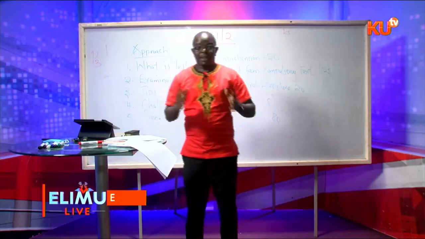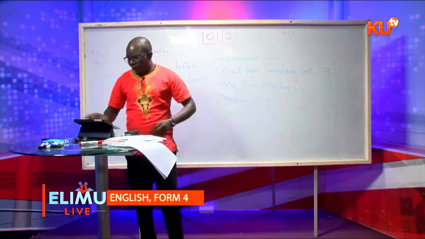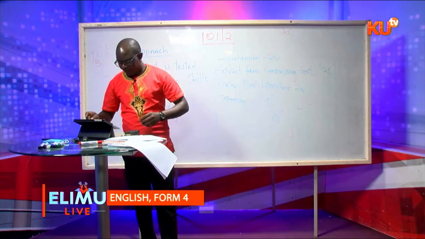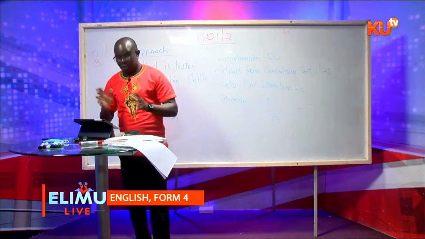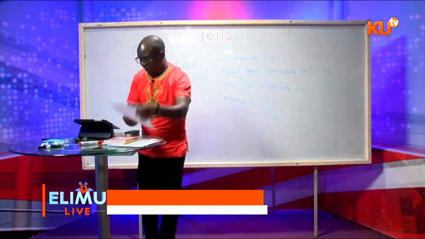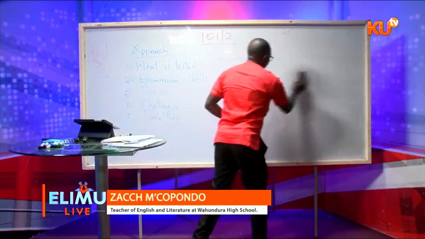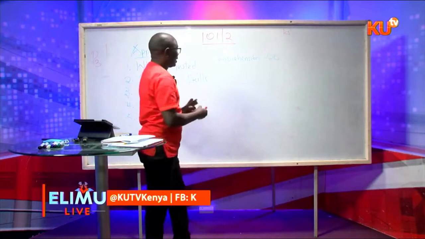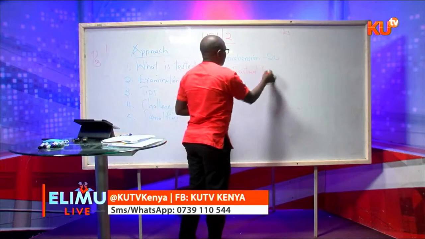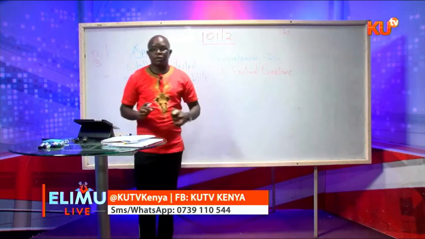So I will look at various questions that are tested here. We talked about how it is good to note that this comprehension paper will test on factual questions. So there are different types of questions. I think there are four different types of questions that are tested here. So we are talking about comprehension, different types of questions. We are agreeing that one, it will test you on factual questions. When I talk about factual questions, I'm referring to questions that can be gotten directly from the passage.